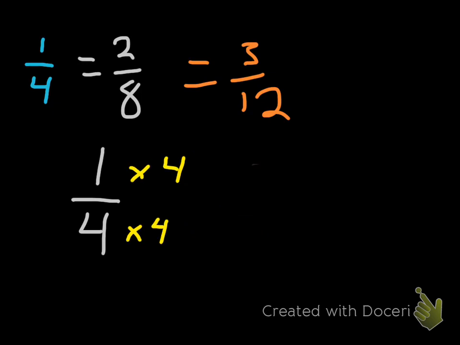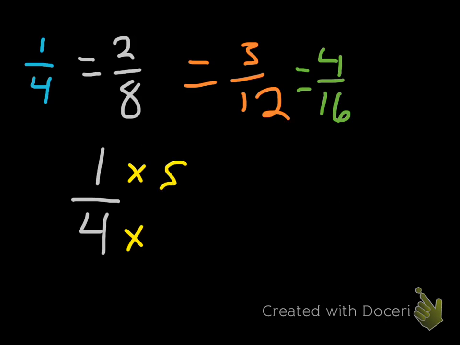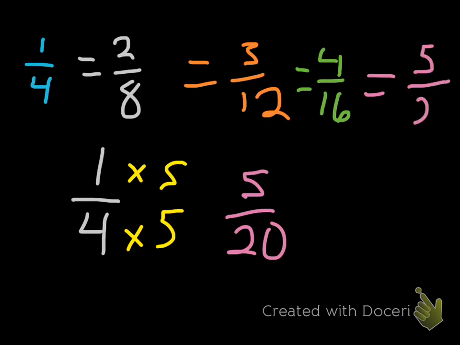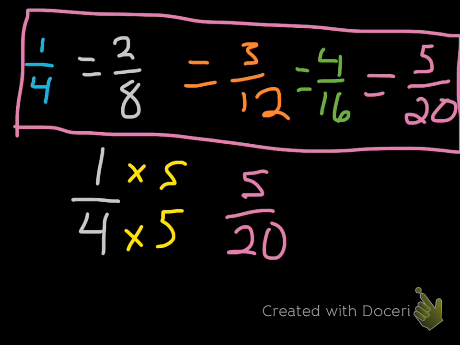Let's multiply both the top and the bottom by 4. 1 times 4 is 4. 4 times 4 is 16. That means that 1/4 is also equal to 4/16. Let's do one more. Let's take both the numerator and the denominator times 5. As long as these two numbers are the same, you'll find equivalent fractions. 1 times 5 is 5. 4 times 5 is 20, which means that 1/4 is also equivalent to 5/20. All of these 5 fractions are equivalent fractions. They are all the same.